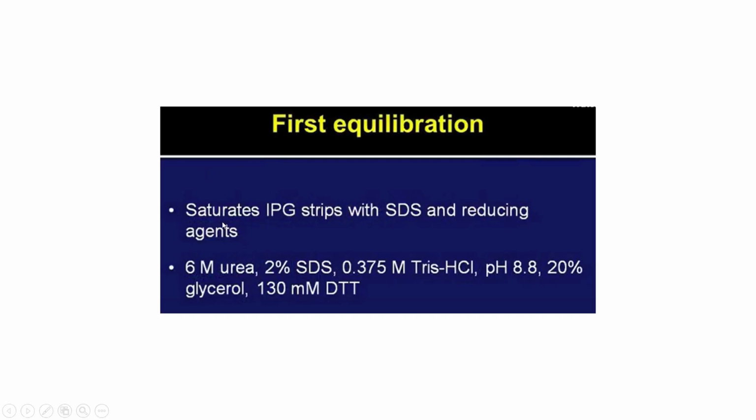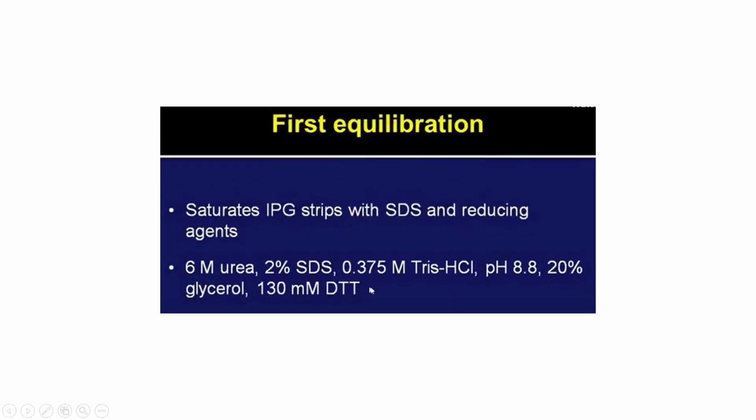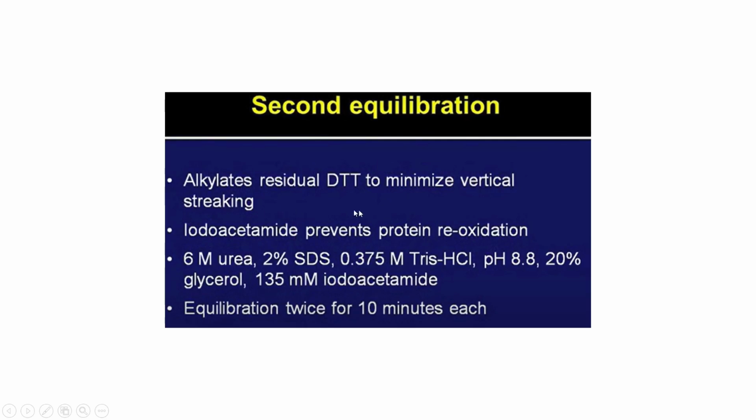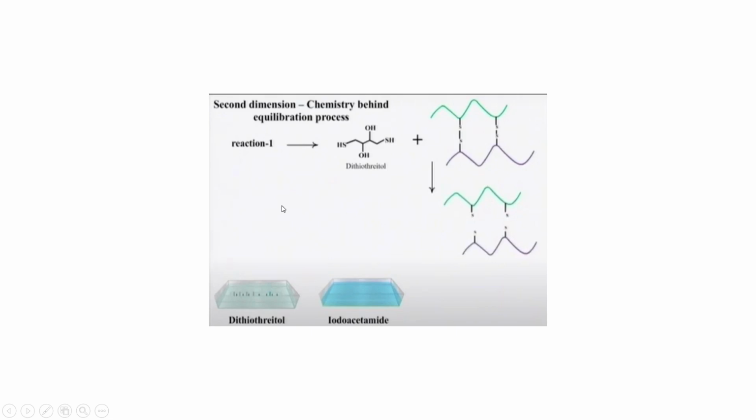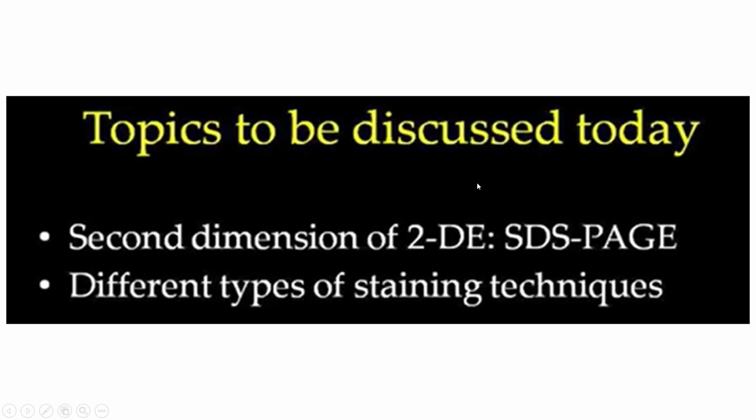Once that is run, you will do the equilibration. Once the run is finished, you do the equilibration with the first buffer, then a second equilibration with the second buffer. The first buffer, reaction one, involves DTT, which breaks the disulfide bonds, and reaction two involves iodoacetamide, which adds certain groups so that the bonds don't rejoin again.